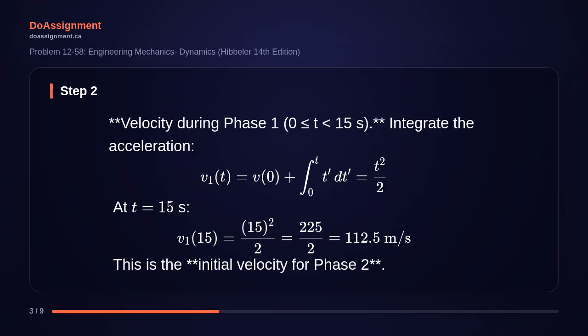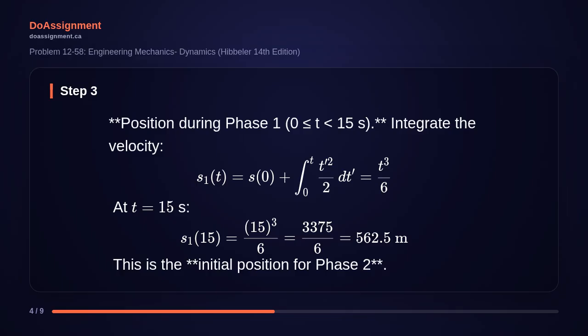To find velocity in phase 1, we integrate the acceleration. Starting from rest, the velocity equals the integral of t, which gives t squared over 2. At t equals 15 seconds, the velocity reaches 225 divided by 2, which is 112.5 meters per second. This becomes the initial velocity when the second stage ignites.